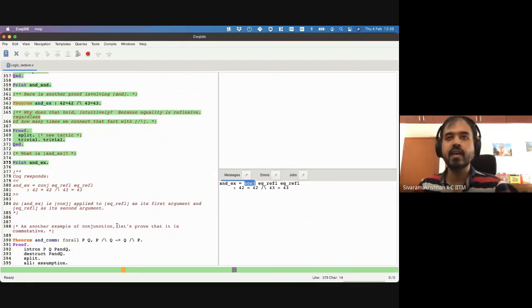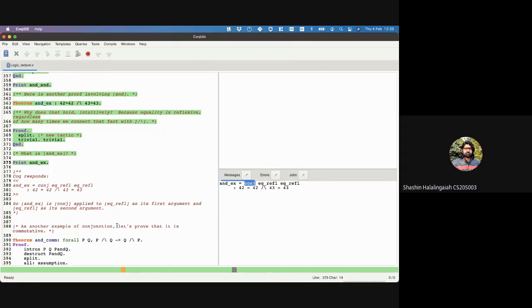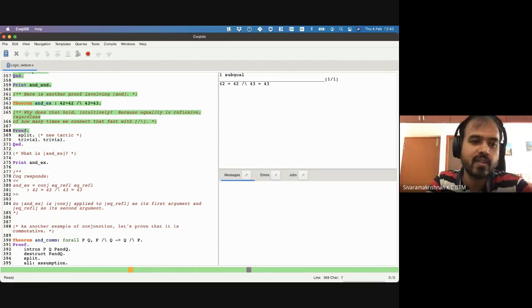Yeah, any questions on this? Casey, the split tactic, right? Could you give us an idea on what kind of goals it works on? For example, here we saw it on a conjunction.